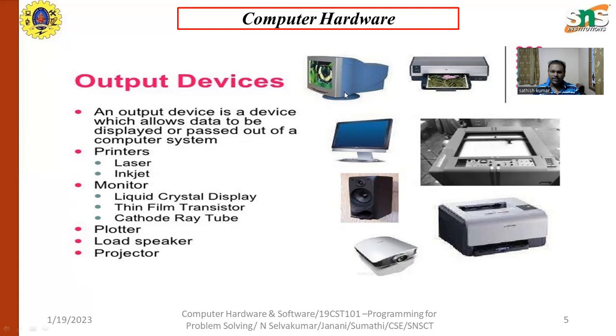For example, the printer. If we need to take any name list, nominal roll list or circular as a hard copy, we have to give the input to the system. After that we save the file, and then go to control and print. If a laser or inkjet printer is connected, the proper output will be printed. So that is the printer. Then monitors: liquid crystal display, thin film transistor and cathode ray tube.